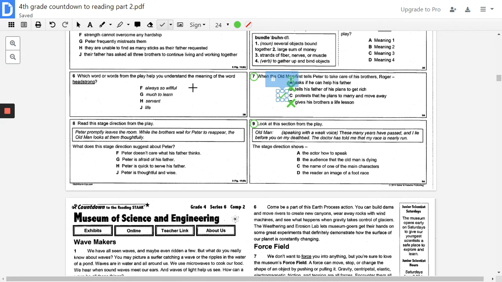Let's look at question number 9. Look at this section from the play. Old man, speaking with a weak voice: These many years have passed, and I lie before you on my deathbed. The doctor has told me that my race is nearly run. The stage direction shows A, the actor how to speak, B, the audience that the old man is dying, C, the name of one of the main characters, D, the reader an image of a foot race. All right?